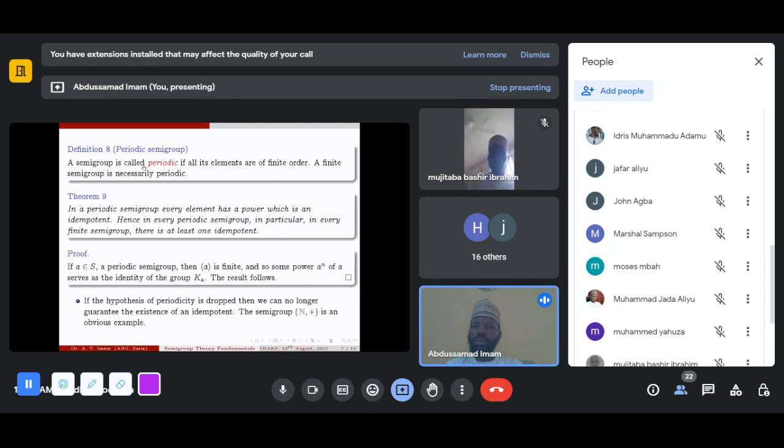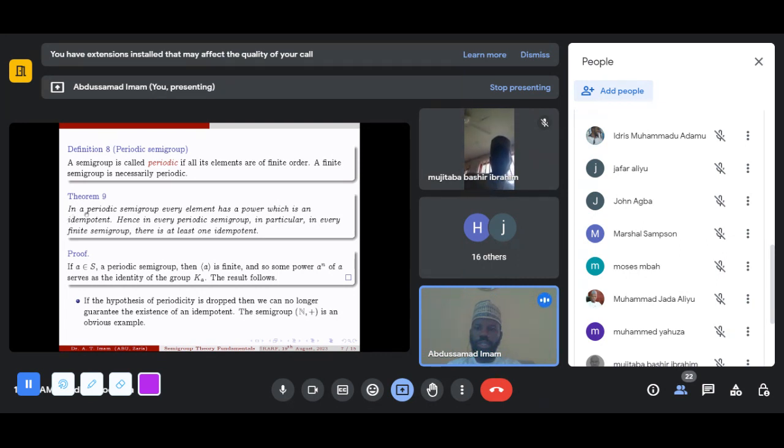A semigroup is called periodic if all of its elements are of finite order. A finite semigroup is necessarily periodic, because if you have a finite semigroup, then all elements must be of finite order. So automatically it is a periodic semigroup. But you can have a semigroup that is not finite but periodic. In other words, the semigroup itself is not finite, but every element in the semigroup is of finite order.